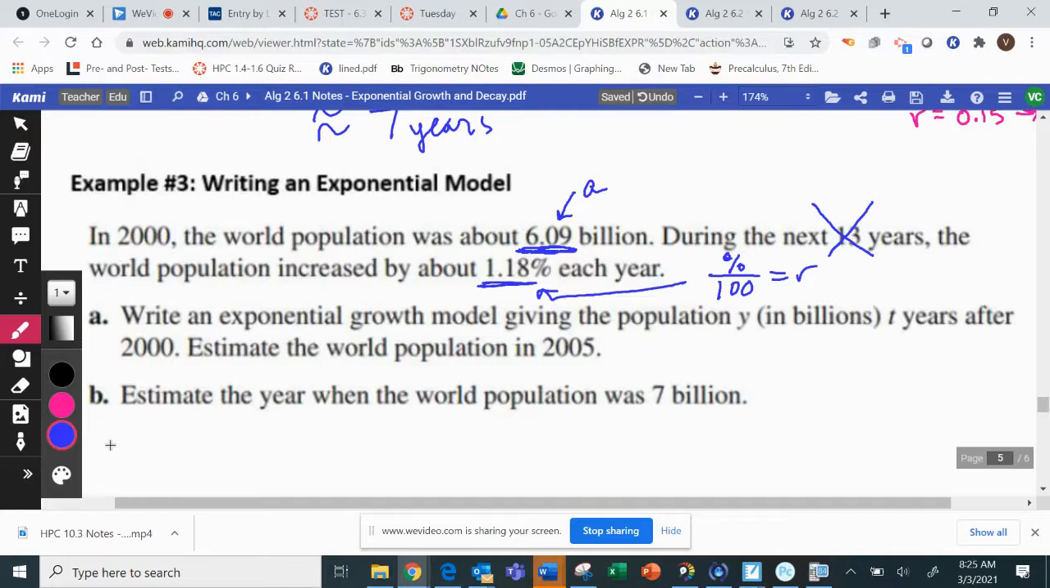So our R value is going to be 1.18 over 100. And if you want to decimalize that, you can either use your calculator, or what does dividing by 100 do to the decimal point? Goes to which way? Left. So we'll have 0.0118, right? Yeah. So that's the R value.